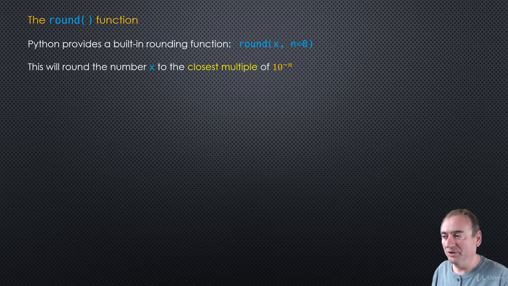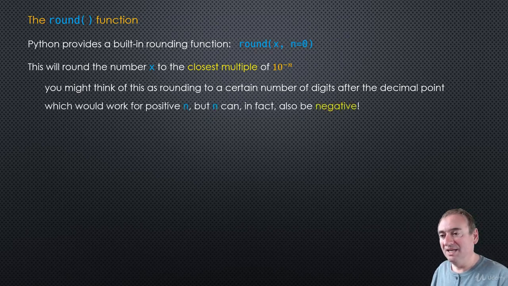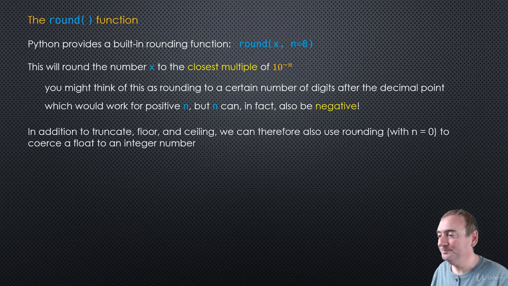It's actually pretty straightforward. So you might think of it, if you see round(1.23, 1), as rounding the number to one digit after the decimal point. And that's correct, that's true. But n can also be negative. And so it's not really just the number of digits after the decimal point that we can round to, it's the number of digits before the decimal point. And in fact, what it means is that we are rounding to multiples of powers of 10, be they negative or positive. And we'll take a look at that in some detail.